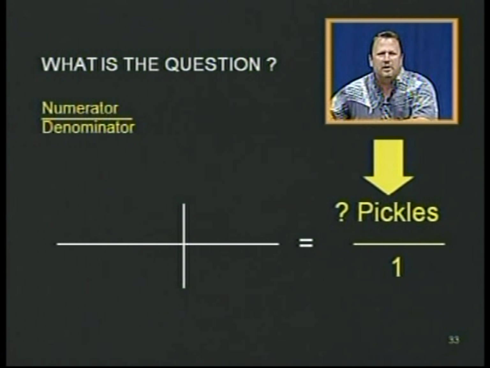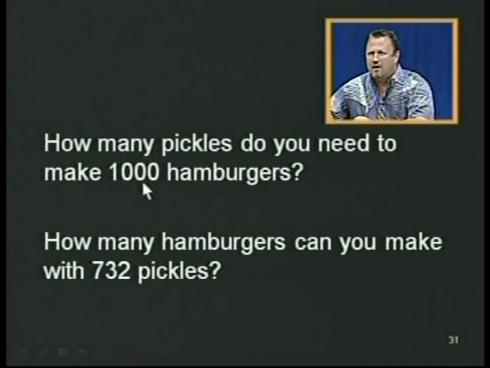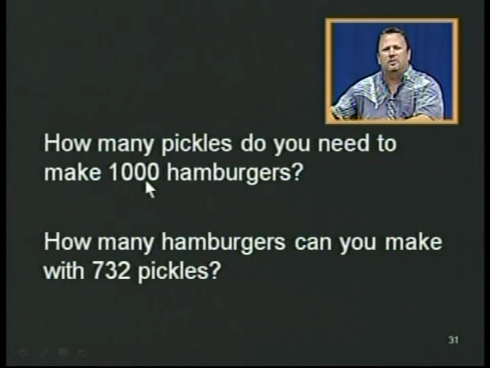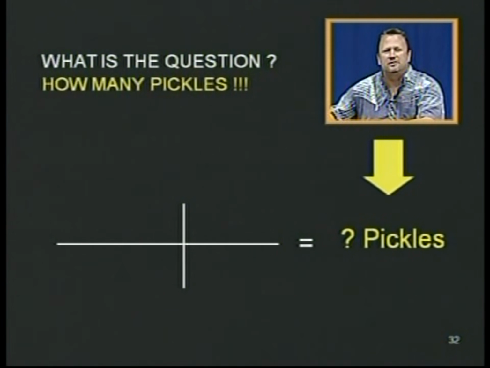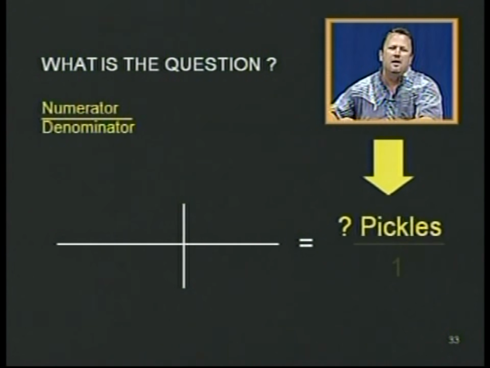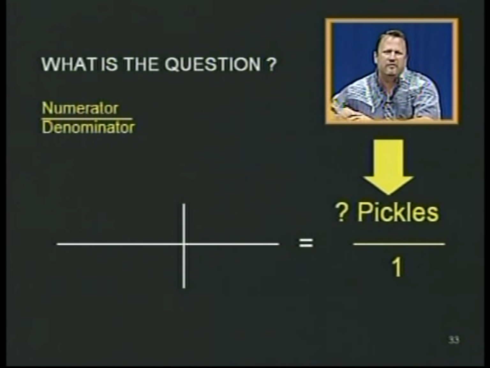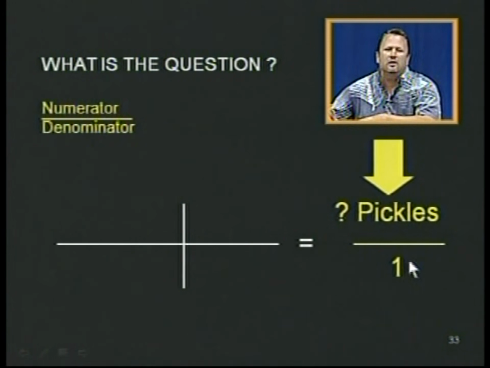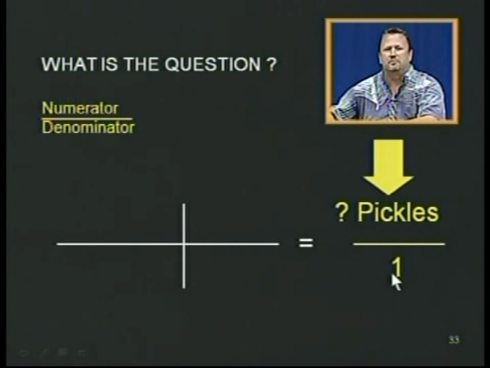I think our question was how many pickles do we need to make 1,000 hamburgers? That's what we're working on right here. Well, since the question is how many pickles, then the answer is how many pickles. And since the answer is how many pickles, pickles is in the numerator. That's the top part of the fraction. The bottom part of the fraction is called the denominator. So when the answer is just pickles or any unit, that's the same thing as that unit over 1. So since the question is pickles, the answer is pickles.